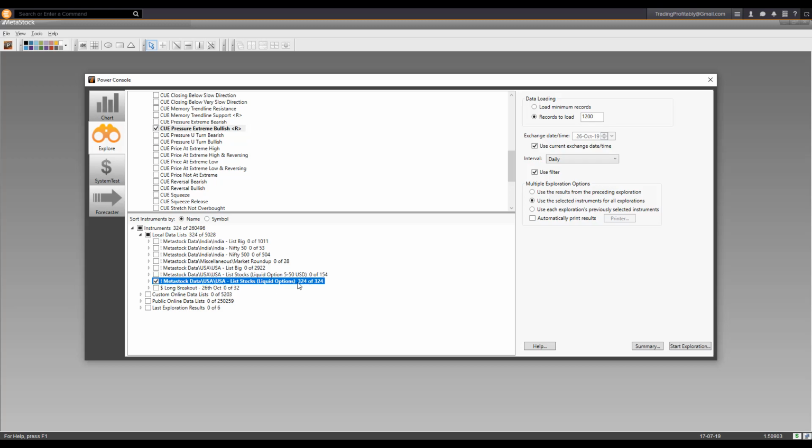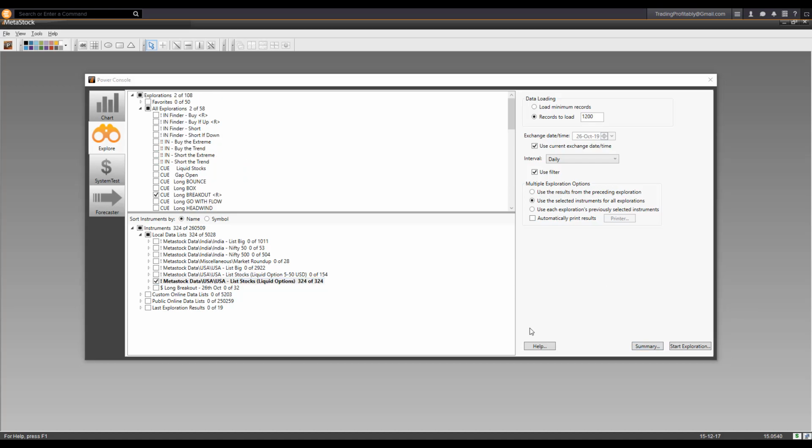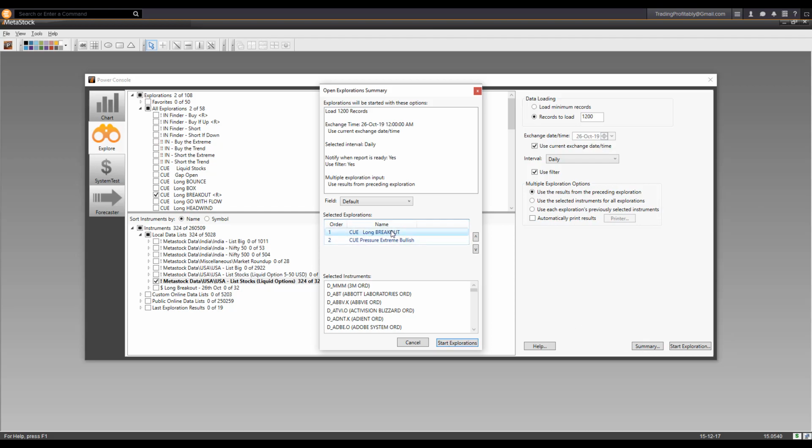Let me run it on a list I have created of 324 USA stocks that also have liquid options. The stocks are liquid and the options are also liquid. I have selected two explorations and I'm going to run them on this list of 324 stocks. I want to run them in a waterfall model, using the results from the preceding exploration. Therefore, I will execute the long breakout scan first and the output will be fed into the next scan, that is to find stocks with extreme bullish pressure.